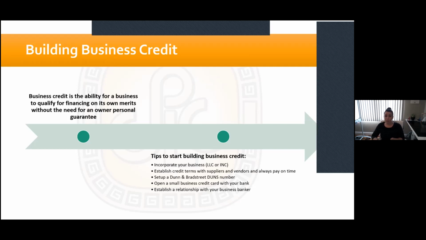But to start building your business credit as a business, some of the things that you can do are to make sure that your business is incorporated either as an LLC or an S or C Corp.